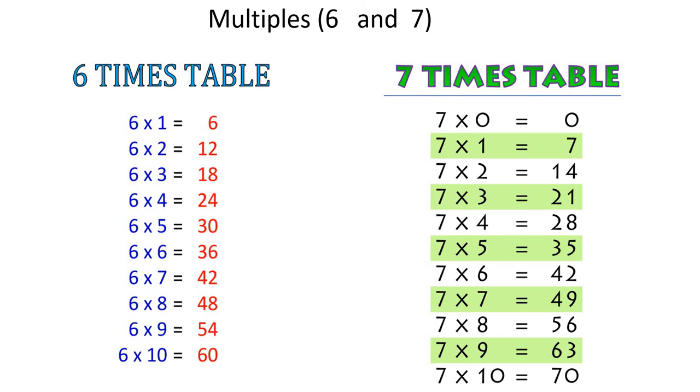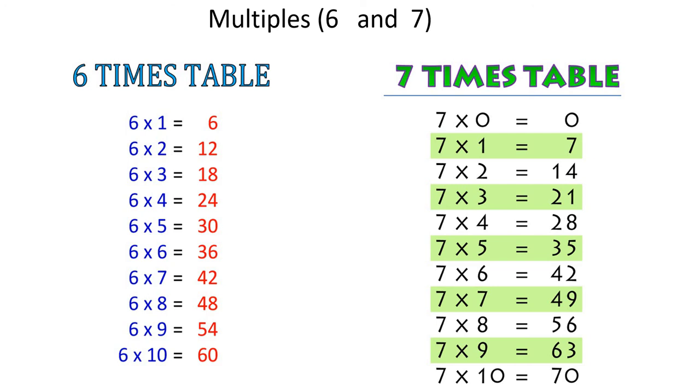6 times 2 equals 12, 6 times 3 equals 18. You can see it's up to 6 times 5, you know it, because we have learned it in second grade. 6 times 5 equals 30, 6 times 4 equals 24. But after that, you will start. 6 times 6 equals 36, 6 times 7 equals 42, 6 times 8 equals 48, 6 times 9 equals 54, and 6 times 10 equals 60.